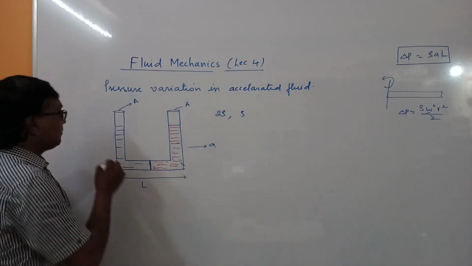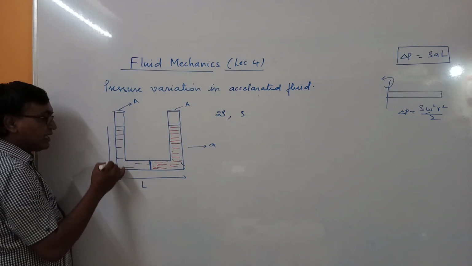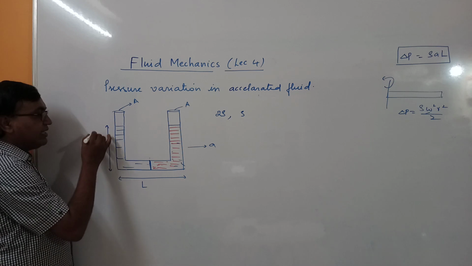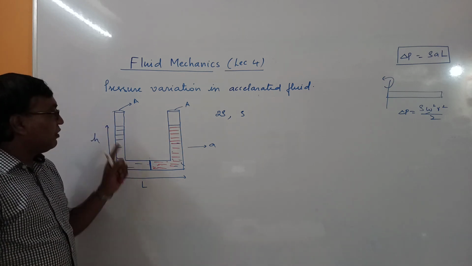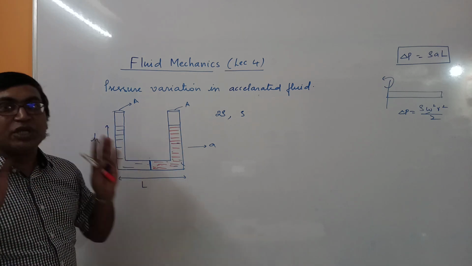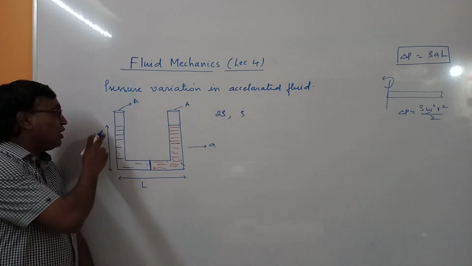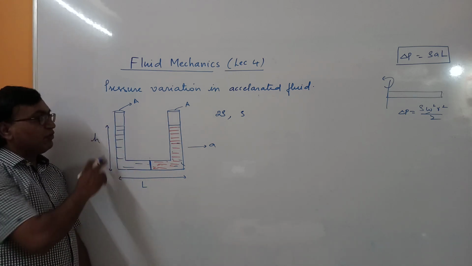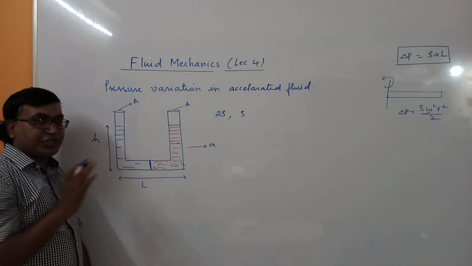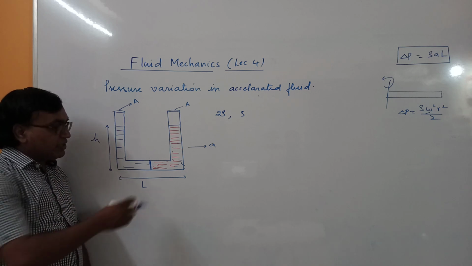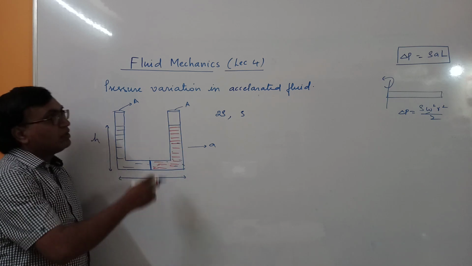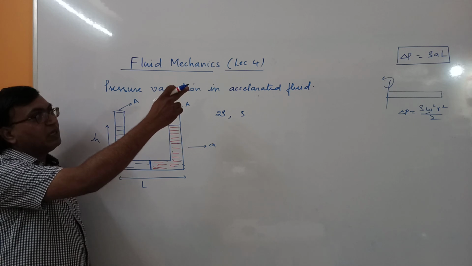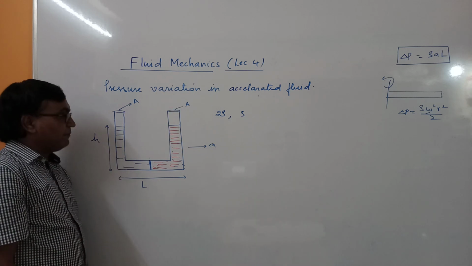So that means when it accelerates, the height difference between the fluids in both the limbs should become 0. So what should be the height of the fluid column? You have to find out H. There is no problem. So for an accelerating fluid, the difference in pressure is rho AL.